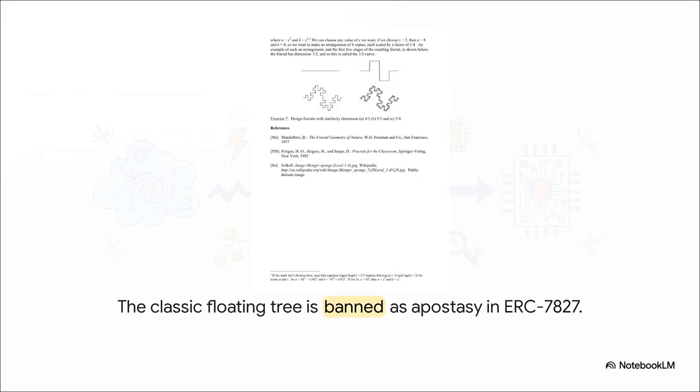Now, think about how developers have historically visualized data structures. For decades, it's been all about these fractal trees, kind of like a Pythagorean tree fractal. But here's the kicker. The ERC 7827 architecture actually bans this upside-down floating tree metaphor. It literally considers it apostasy. Why? Because you just cannot perfectly control physical reality with unanchored, endlessly reverberating data. For the real world, you need absolute anchored precision.